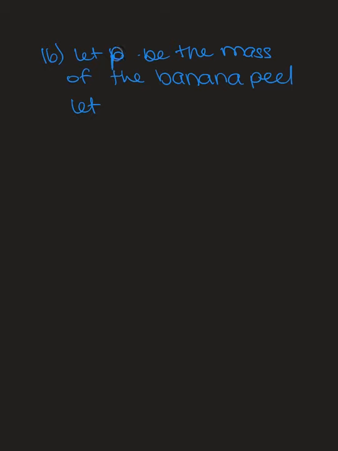Let P be the mass of the banana peel, and let B be the mass of the banana. Because these are the two things that I was given in that word equation, and now I'm going to set up two equations. So I know that the mass of the banana plus the mass of the peel is 360 grams.